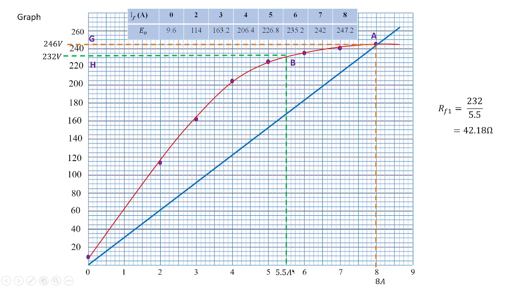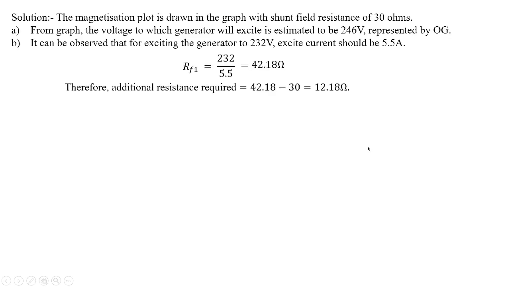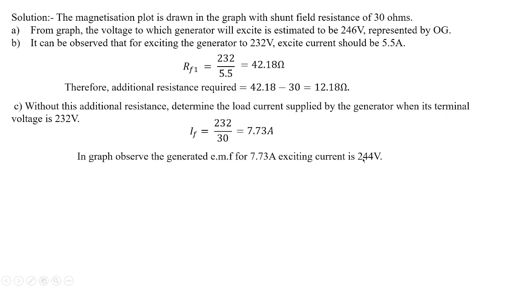So roughly, for the value of 7.7, approximately here, the value will be, see, you have 240 here, 246 here, so naturally between 240 and 246 the rough value is 244. That is what is shown here, 244 volts.